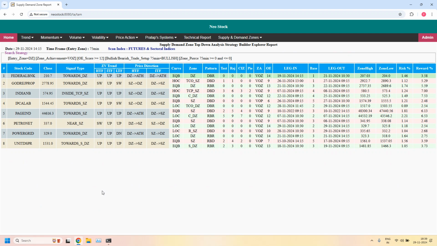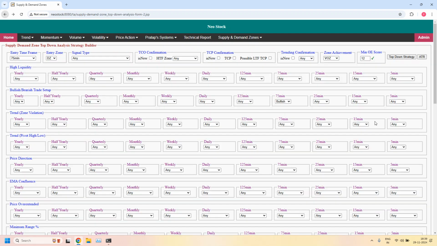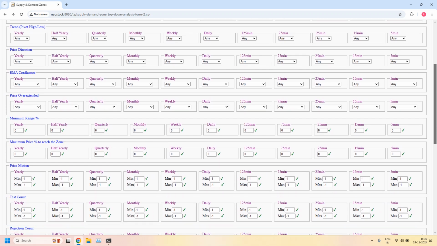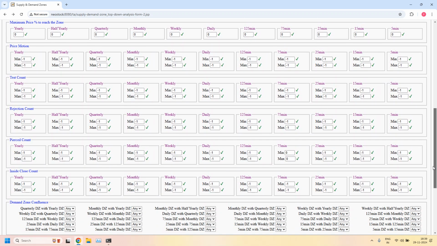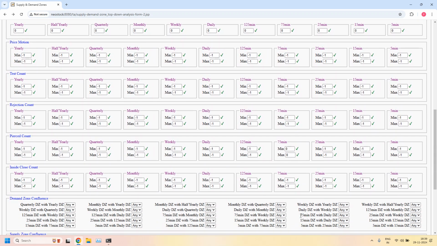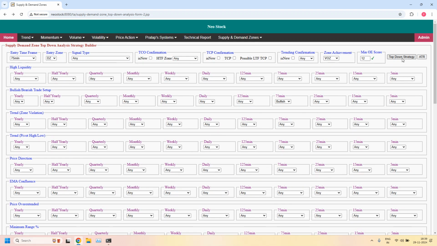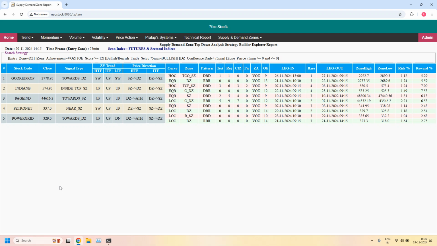Okay, out of these 8, how many are having confluence? Zone confluence, LTF and ITF demand zone confluence. I mean, LTF is 75 minutes, ITF is daily. So 75 minutes demand zone confluence with daily demand zone confluence. I am enabling that filter. So with this filter, we got 5 stocks. In all these 5 stocks, the 75 minutes demand zones are part of the daily demand zone.